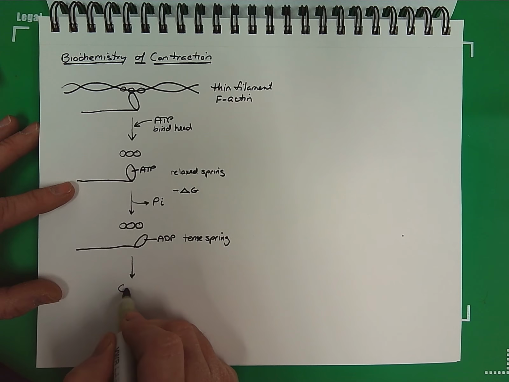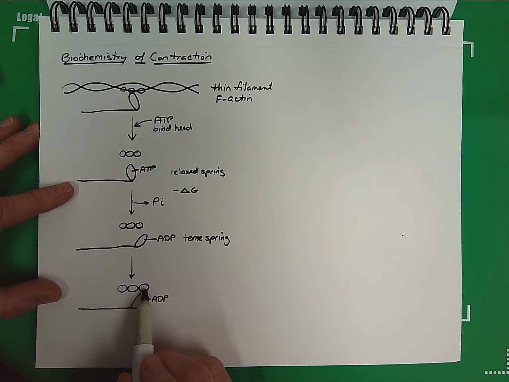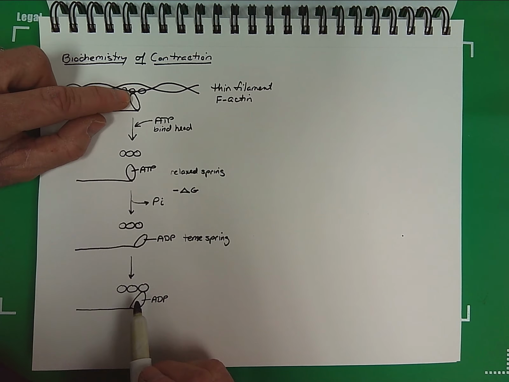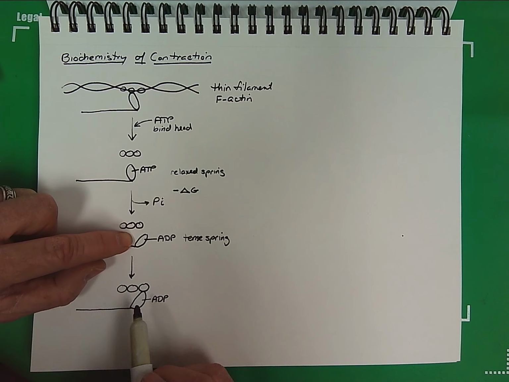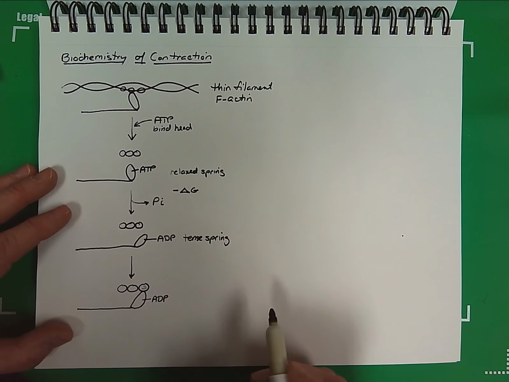The next step now is with ADP bound to the head group. The head group now will associate with the actin subunit. But notice the actin subunit that it is interacting with. Originally it interacted with, say, number 2, and now that we have ratcheted the head, it is now interacting with actin unit number 3.